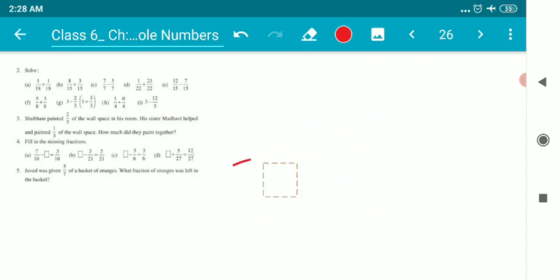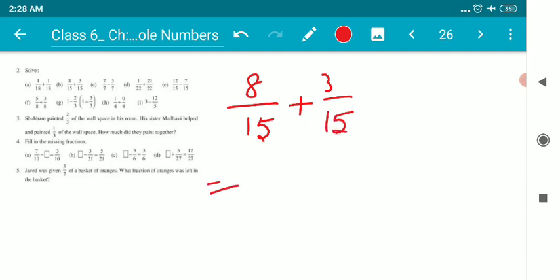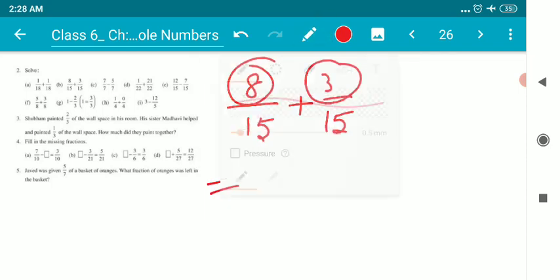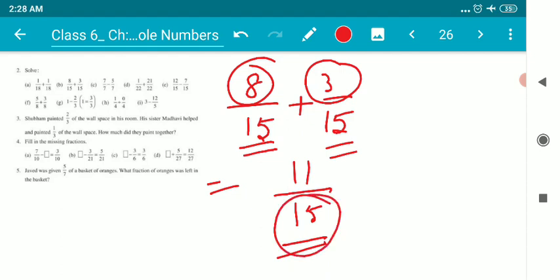The next one could be solved in this way: 8 by 15 plus 3 by 15. So how can we add it? How can they be added, children? 8 and 3 can be added directly. 8 plus 3 is 11 by 15. The answer is 11 by 15, because the denominators are equal. So I'll just write the denominator 15 only, and 8 plus 3 is 11. I wrote 11 by 15.